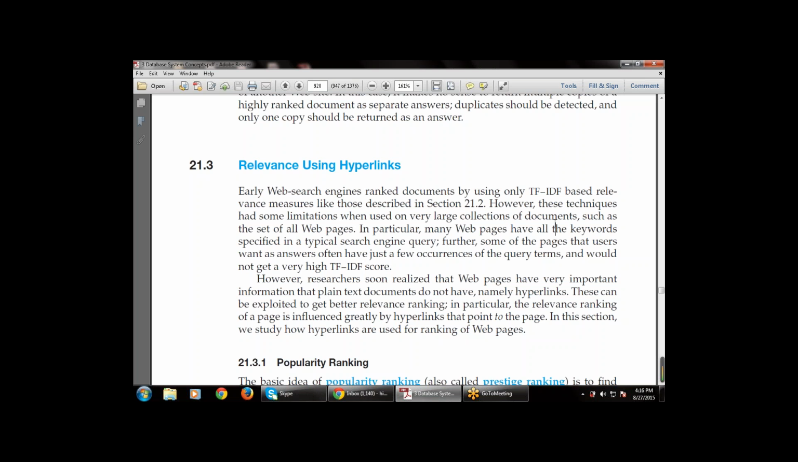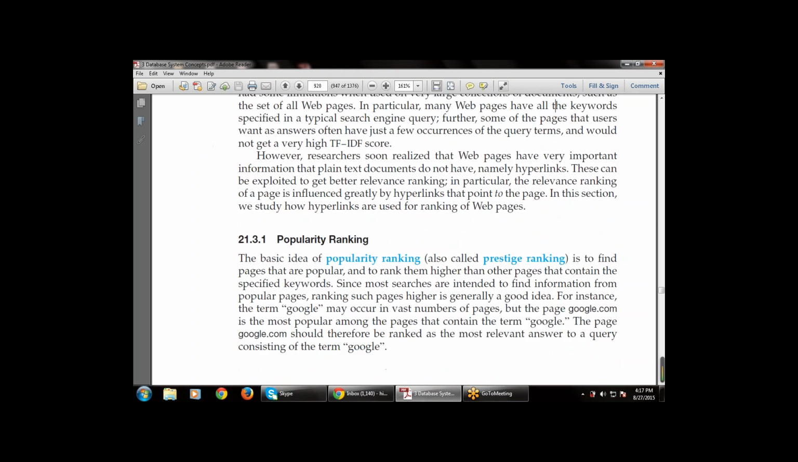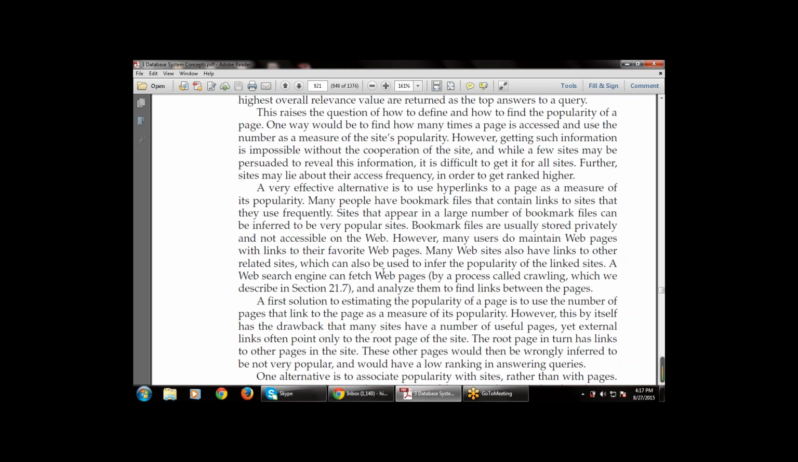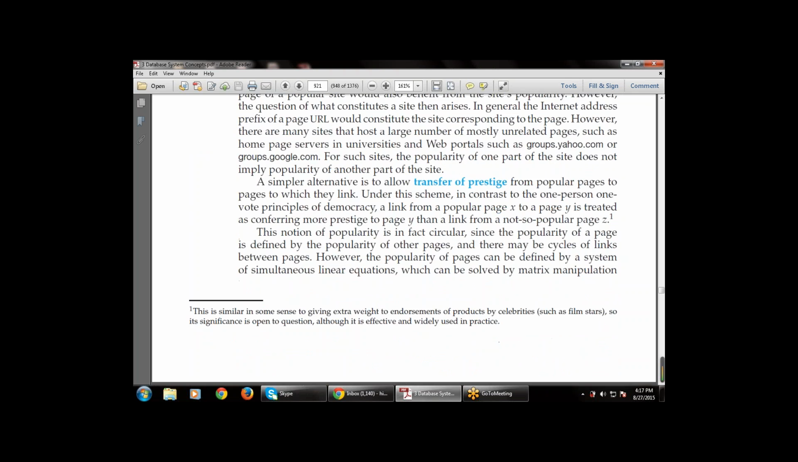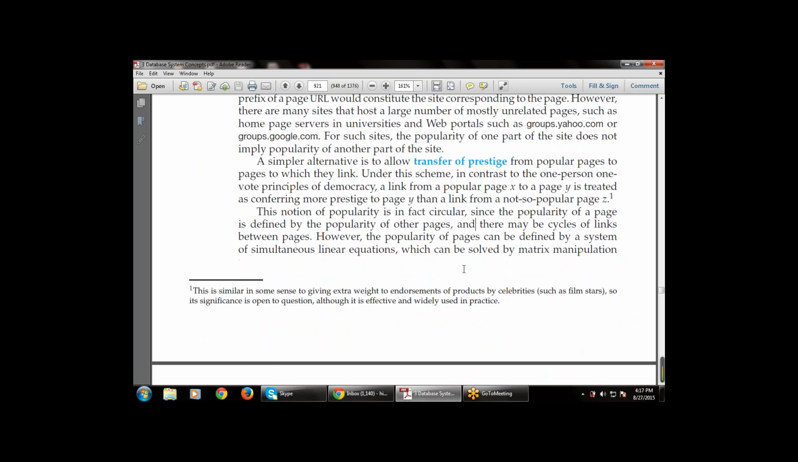The first point is popularity ranking, that is, how the hyperlink will be generated. It is very popular because if I seek the link more than one time, it gets popularity, it gets priority among the users. So that link will come on top; that is popularity ranking. This notion of popularity is in fact circular, since the popularity of a page is defined by the popularity of other pages also.